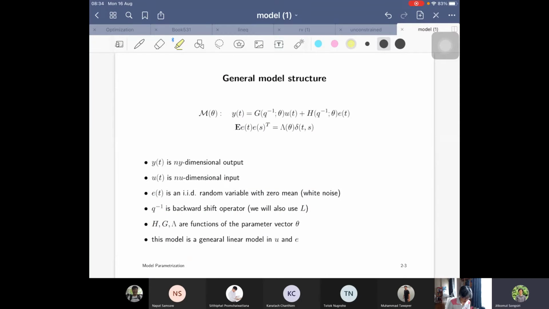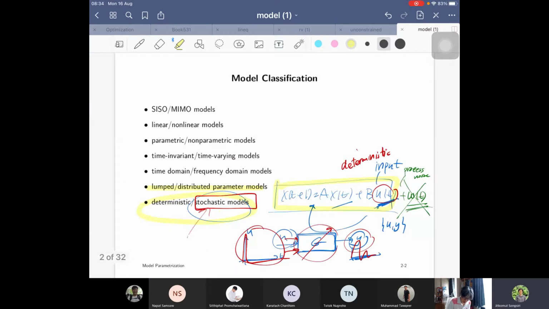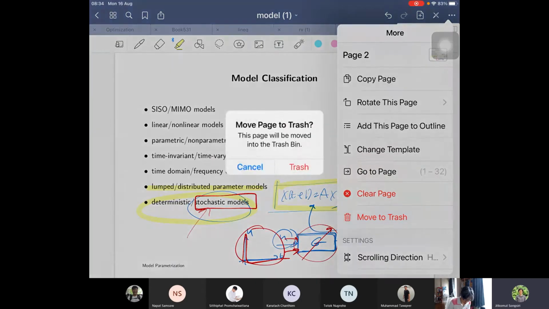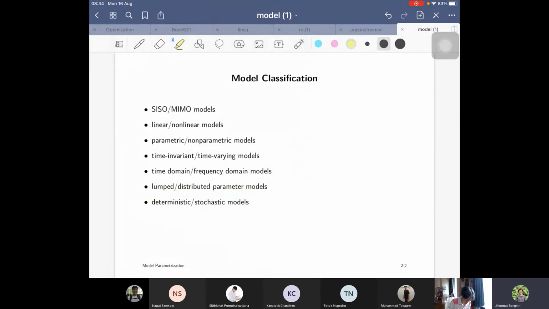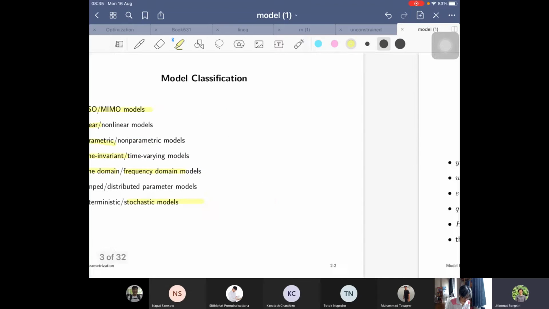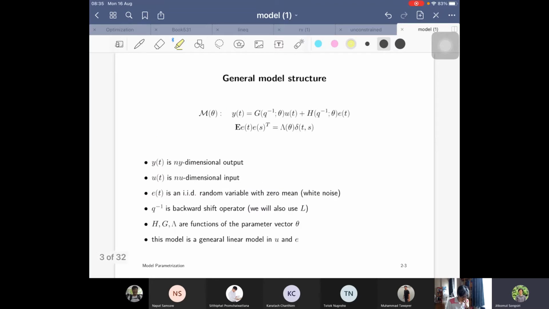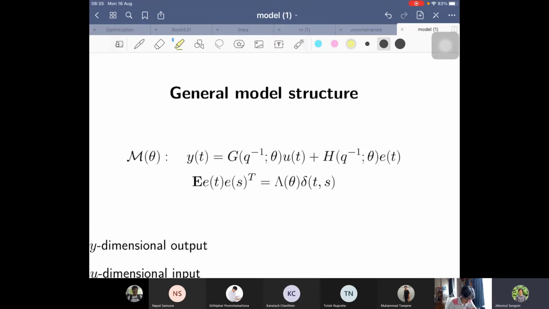In this class, we will focus on linear systems, parametric models, time-invariant, both time and frequency models, and stochastic. This is the focus in this class. The general model structure has the following form.